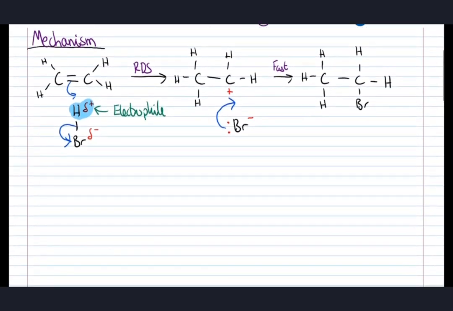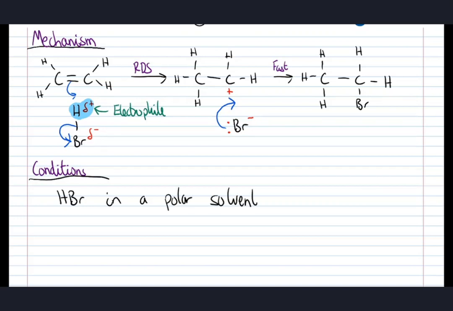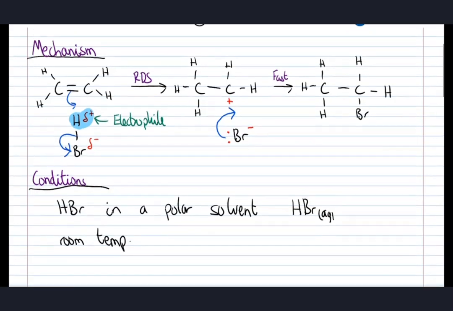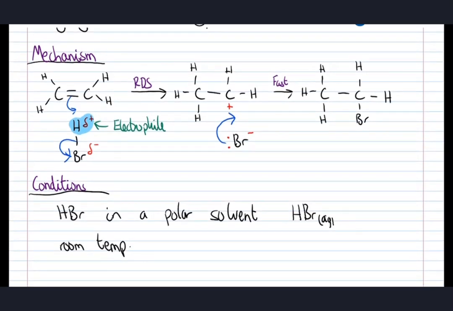So the next thing to do is to have a look at the reaction conditions. And it's nice and easy with hydrogen bromide. All we want is hydrogen bromide in a polar solvent. And remember, water is a polar solvent, so that's really just aqueous hydrogen bromide, and the reaction occurs at room temperature. We have no need for a catalyst. And that's it. We've cracked the mechanism for the electrophilic addition of hydrogen bromide across a carbon-carbon double bond in an alkene unsaturated functional group.